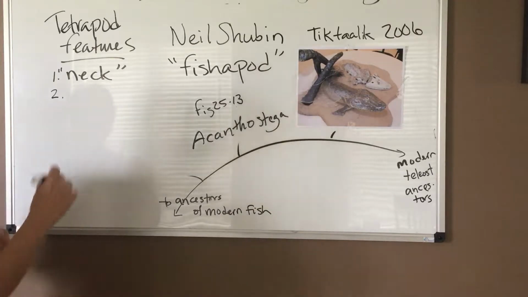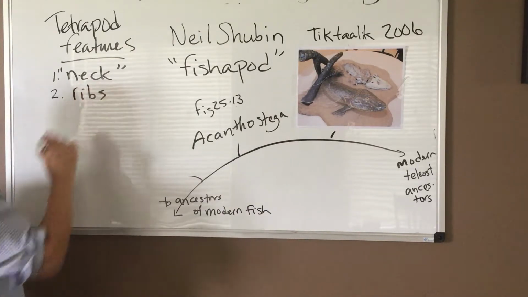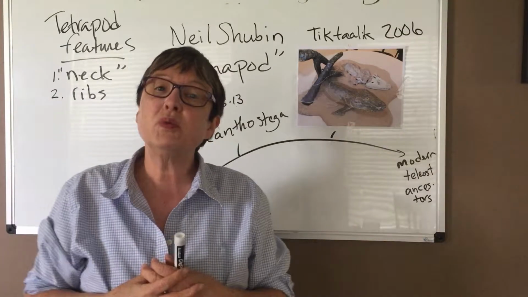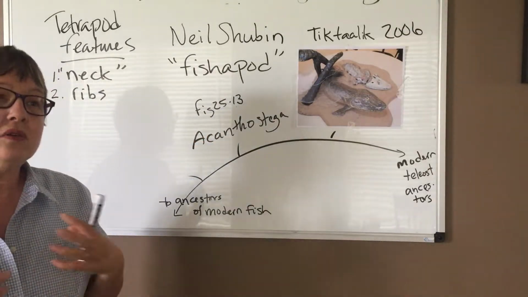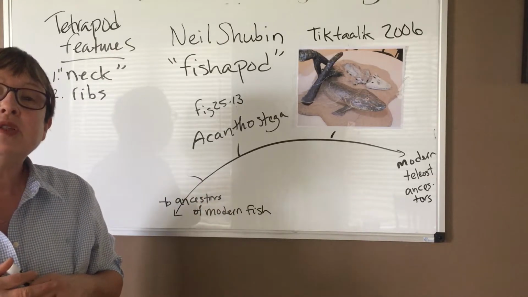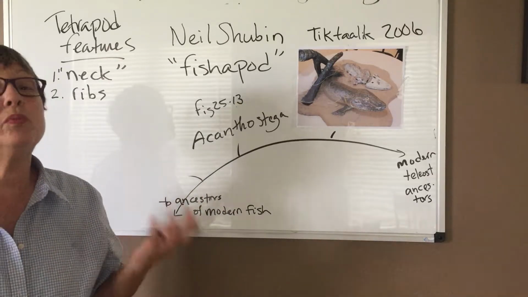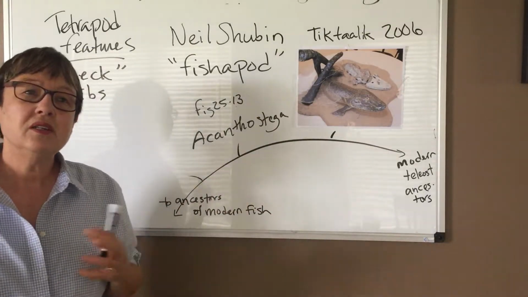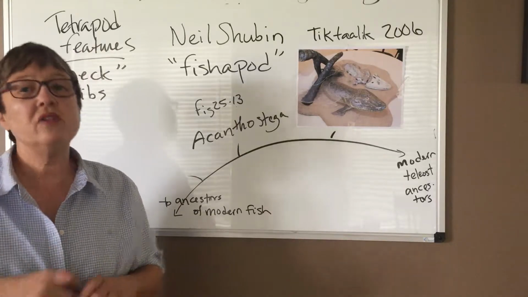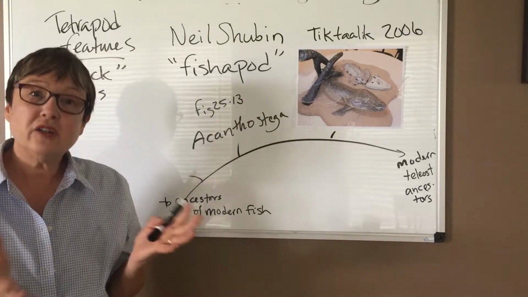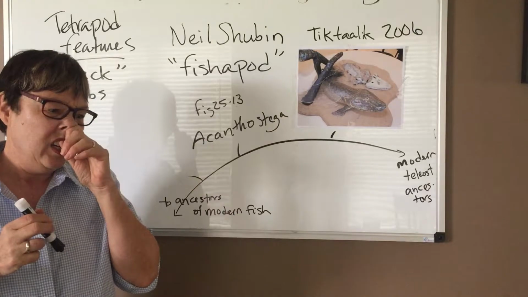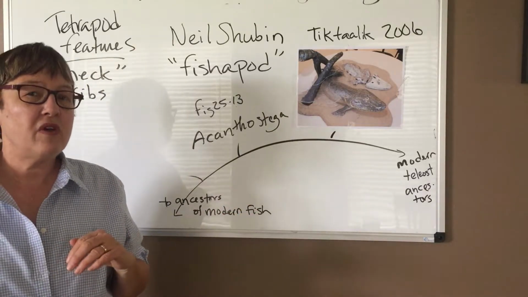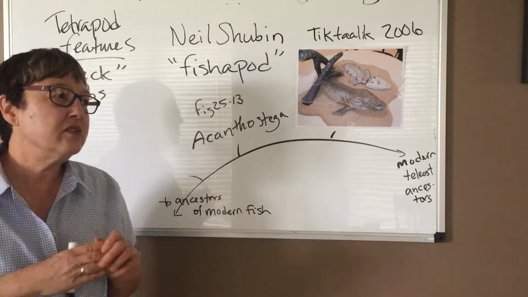In addition, they did see ribs, which indicates that lungs were present and that the organism was able to breathe air, as well as, because it had gills, it could extract oxygen from water. So we're looking at, again, a transitional organism that can live in an aquatic environment as well as a terrestrial environment. Perhaps it lived in shallow waters.